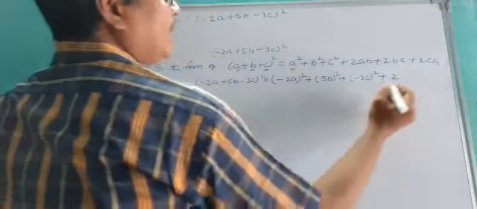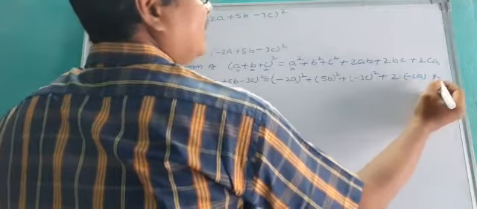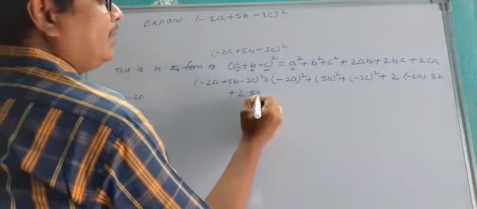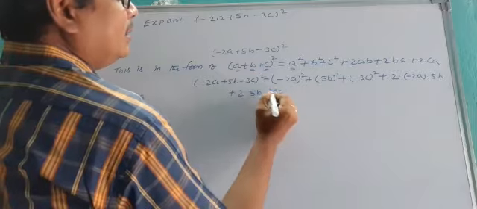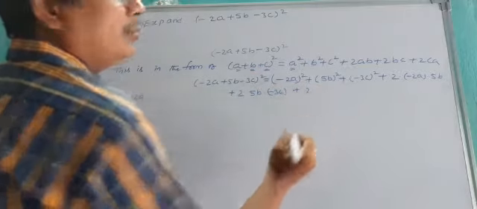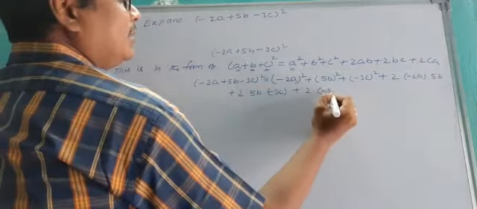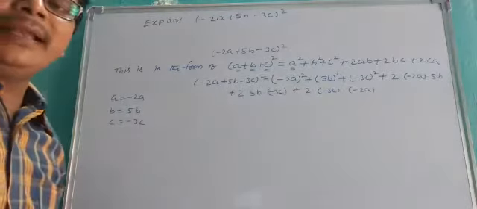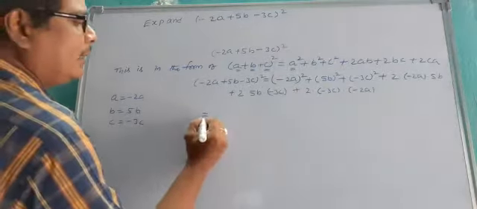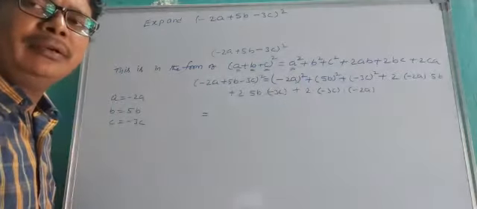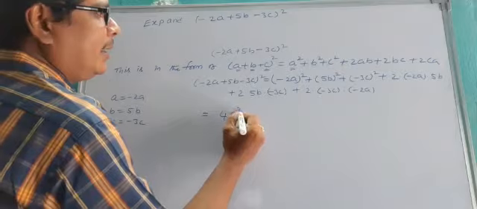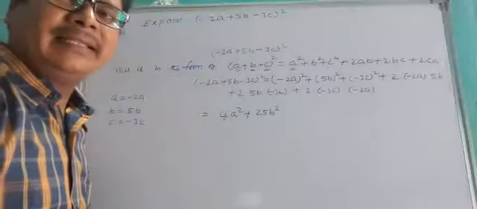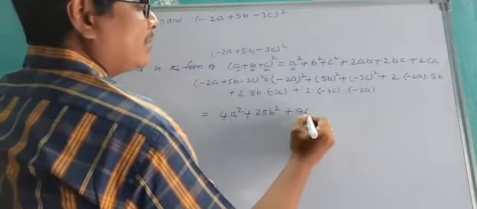Plus 2 into a means minus 2a, b means 5b, plus 2 into b, 5b, and c, minus 3c, and plus 2ca, c minus 3c and a minus 2a. Okay, now you have to simplify it and you get the expanded form. That equal to (minus 2) whole square, 4a square, plus 5 square, 25b square, minus 3 whole square, plus 9c square.